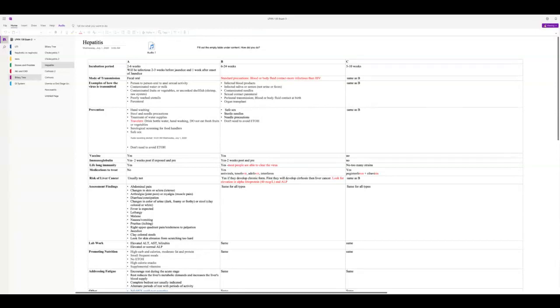It's not in urine and feces. So practice safe sex, and they need to be on standard precautions. Hepatitis B and C, standard precautions. And for hepatitis A, if they have diarrhea and it's messy, you would use contact precautions, but you don't usually have to worry about that.